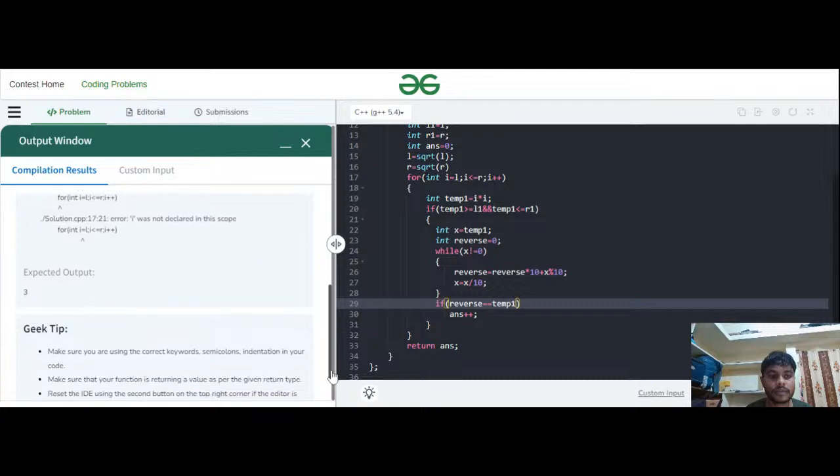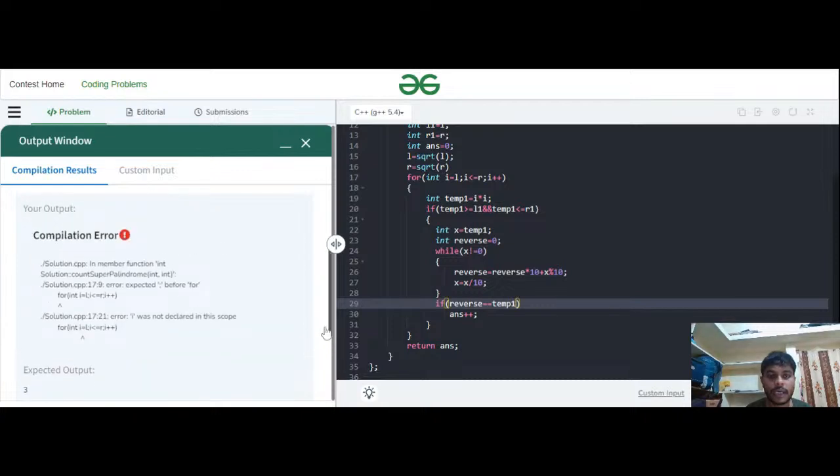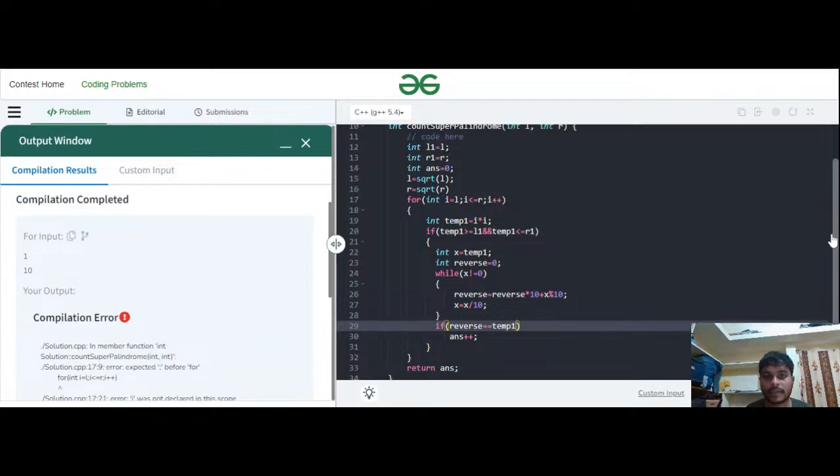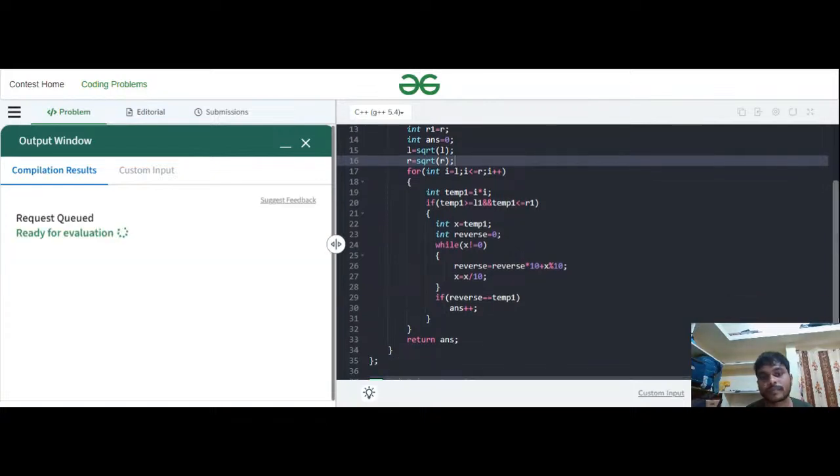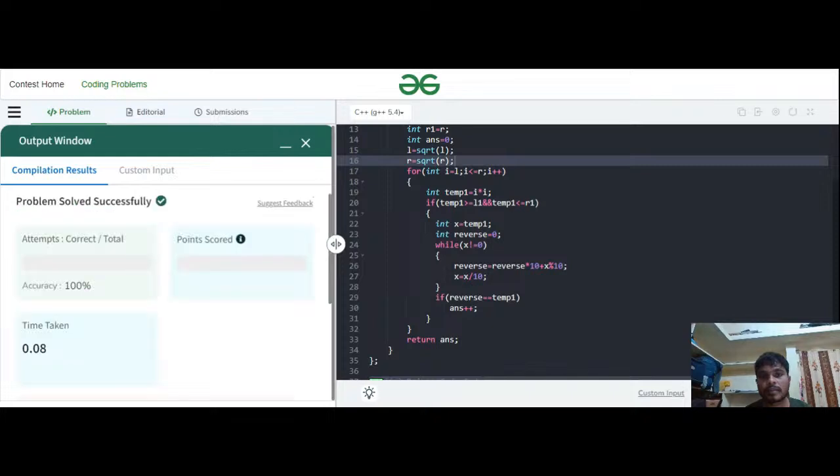I is not declared. Here we forgot the semicolon. Here we got the correct answer. Now I am submitting this. Yeah, it satisfies all test cases.